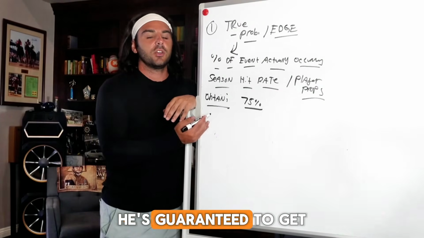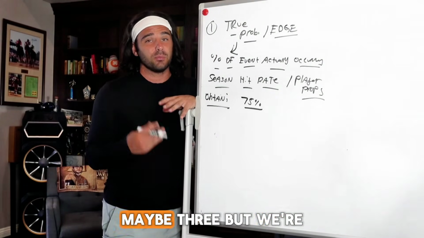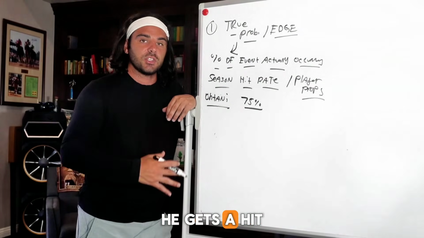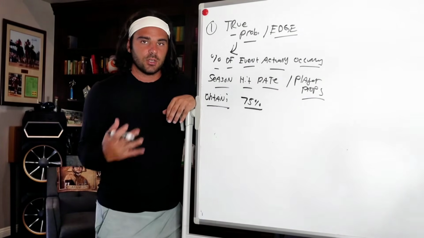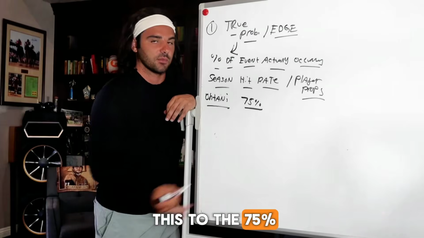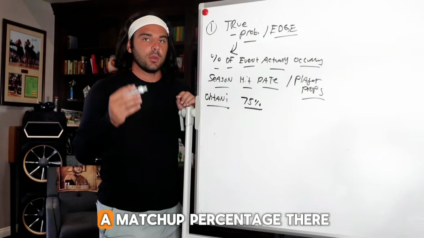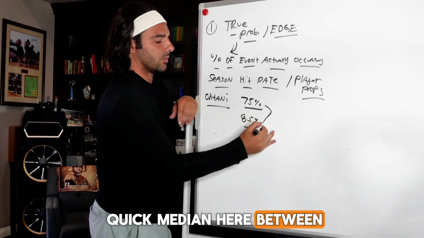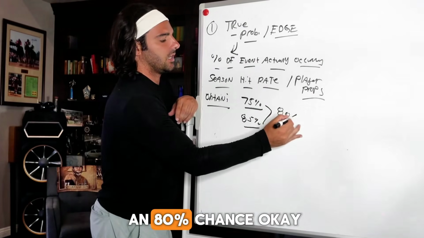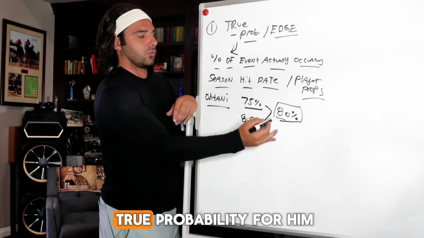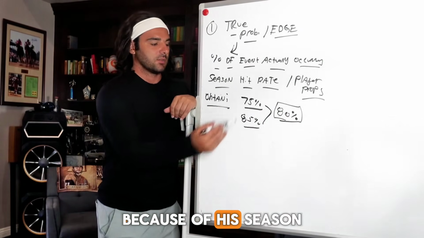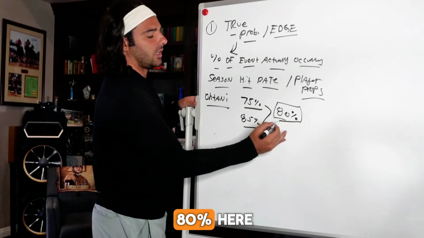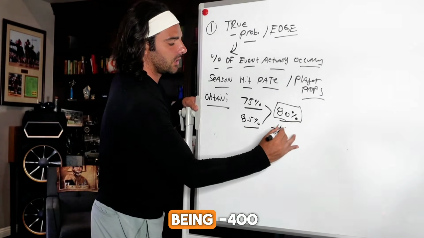Realistically, he's guaranteed to get at least 2 at-bats against that pitcher. Maybe 3, but we're going to use 2 as an example. And if every 10 times that he faces this pitcher he gets a hit 7 of those 10 times, we have to do that equation and add this to the 75%. That essentially translates to a matchup percentage of 85% because of his matchup. Now, if we get the quick median between these two, that would give us an 80% chance, okay? That would be his true probability for him to get a hit because of his season hit rate along with his matchup rate. So now we have a true probability of 80% here, which translates into odds being minus 400.